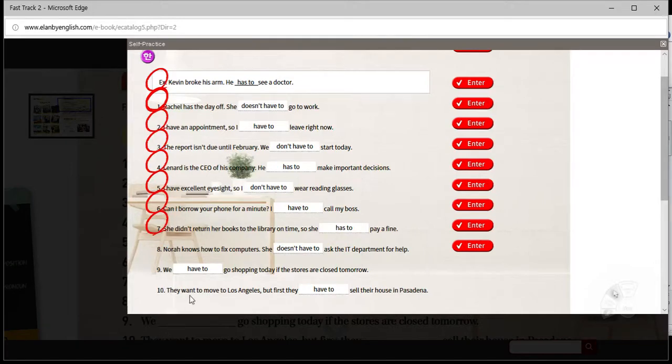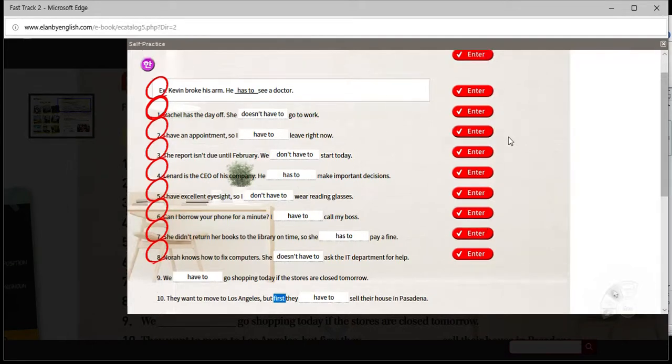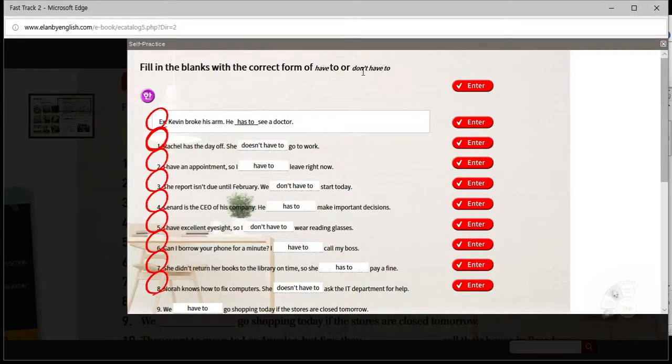Number 10, they want to move to Los Angeles, but first, they don't have to sell their house? No, they have to. So it's a necessary step before they move. Okay? So they want to move to Los Angeles, but before they move, they have to sell their house to get the money. So again, this phrase here, have to or don't have to, we're looking at necessary or not necessary. Okay? Make sure the subject and verb agreement is there.